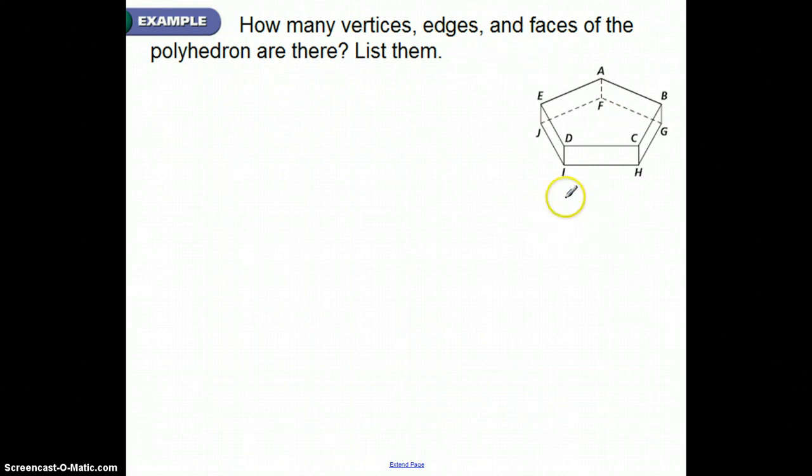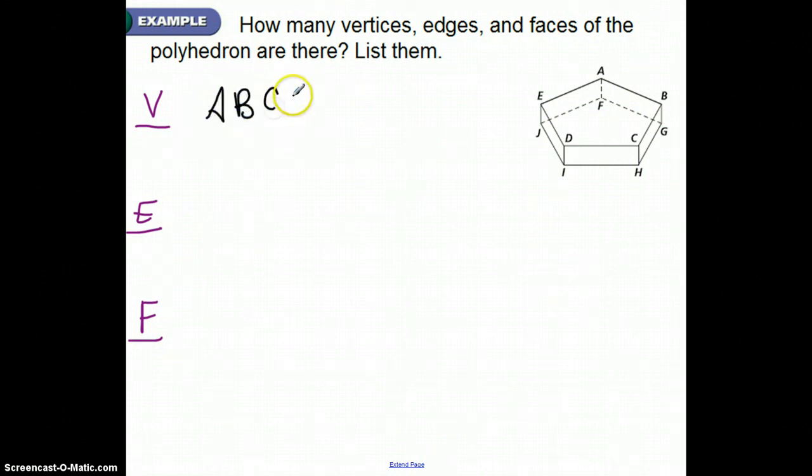Now, a lot of these are going to do the same thing that we did before. You're going to have to make a list of vertices, you're going to have to make a list of edges, and then you're going to have to make a list of faces. Now, vertices are probably the easiest, just all the points that you have there. So A, B, C, D, E, F, G, H, I, J. So there's all my letters.